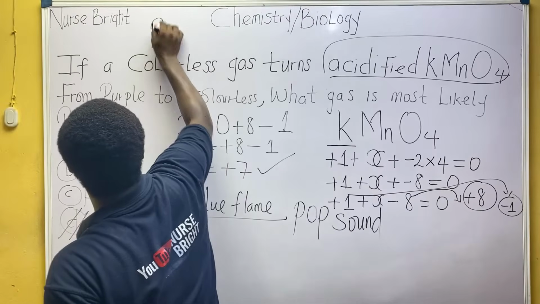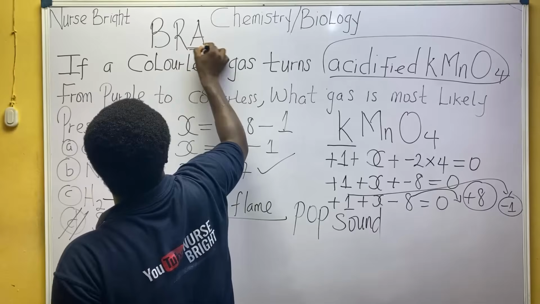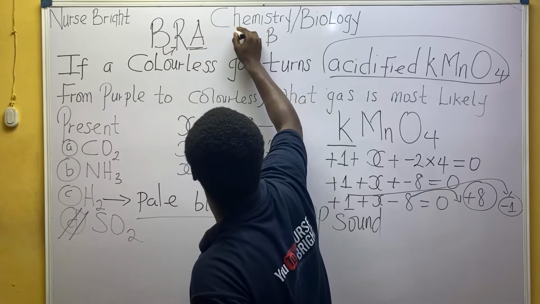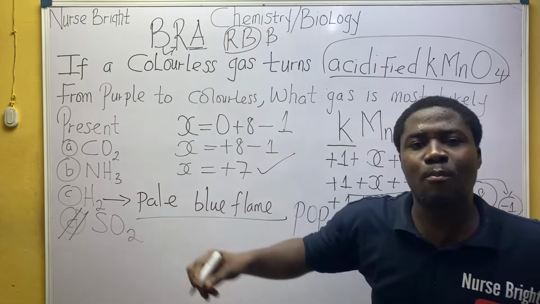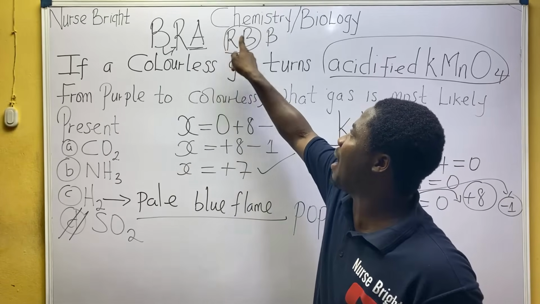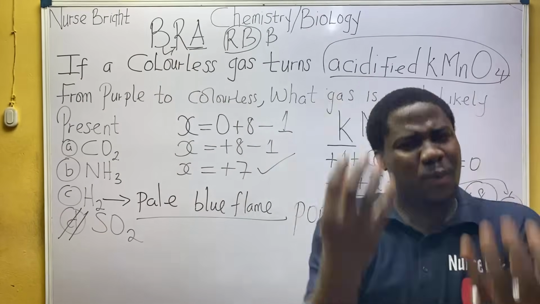Acid turns blue litmus paper red. Listen to me, acid turns blue litmus paper red. What about bases? Bases turn red litmus paper blue. So this ammonia gas has the ability to turn red litmus paper blue, but acids generally turn blue litmus paper red. Hope you are following me.